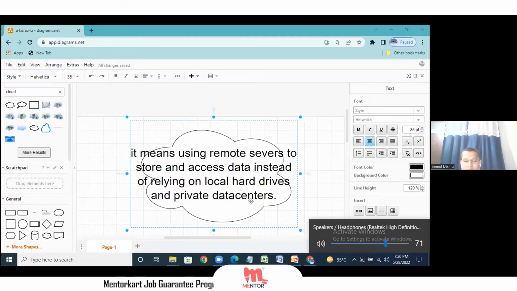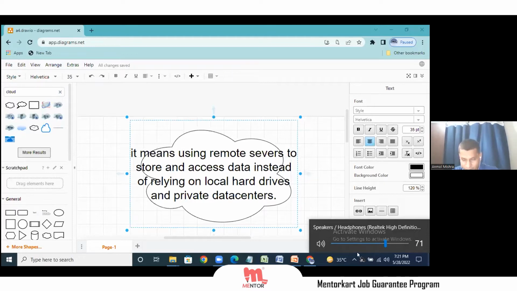Very good. So just please explain this sentence in the group chat box. Cloud computing means, in simple terms, a range of services delivered over the internet or the cloud. It means using remote servers to store and access data instead of relying on local hard drives and private data center. What is the meaning of this sentence? In your mind, what is the meaning of this sentence? Please try to write and explain this sentence in group chat, one by one. It's a simple sentence. Just try to explain this.